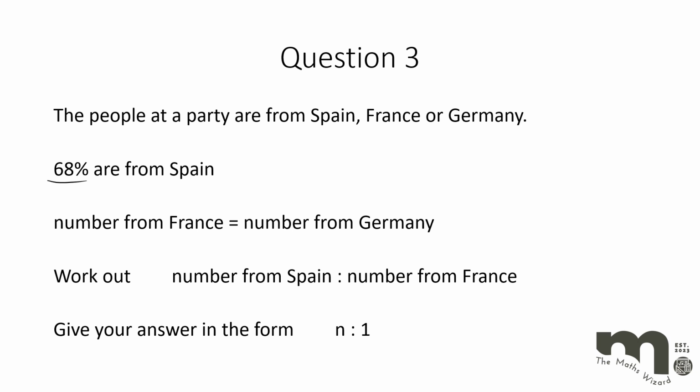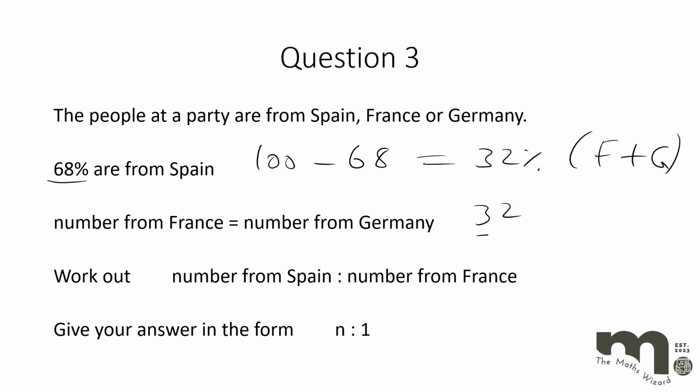So our starting point here is this percentage. Remember, all percentages add up to 100. So take that off and you're left with 32%. So that is France and Germany. Now we're told that we've got an equal number of people from France and Germany. So if we halve that, we then get 16. So 16% of the people are from France, and 16% are from Germany. So we can now write this as a ratio. We've got 68 to 16.